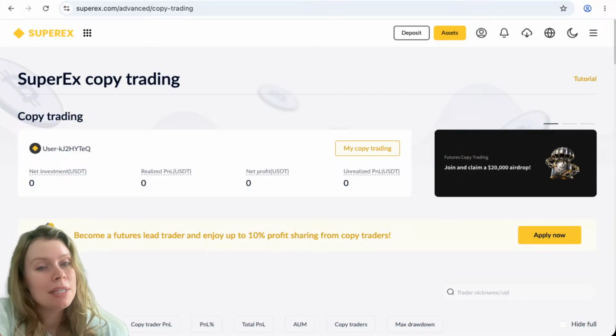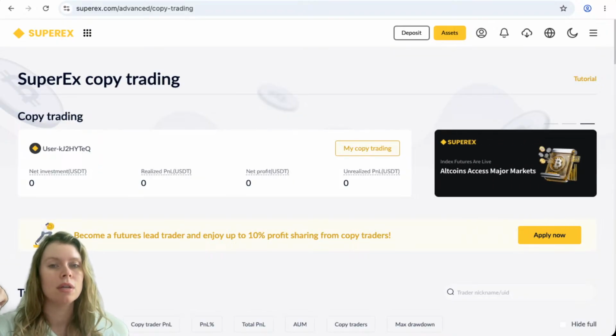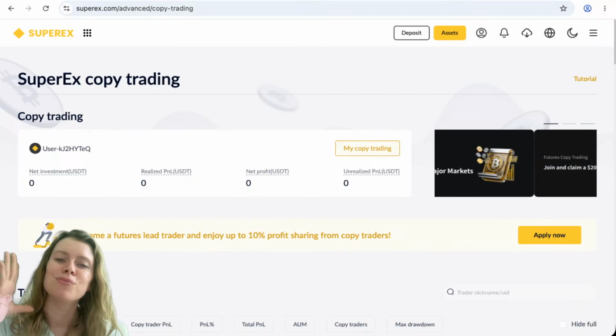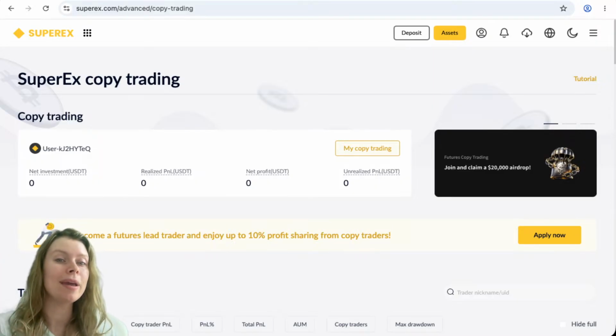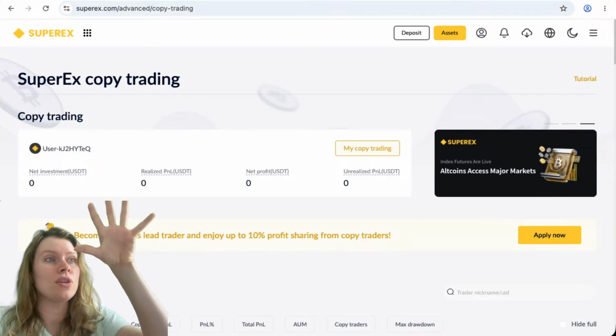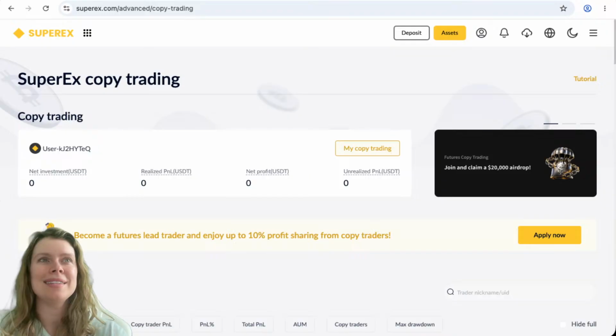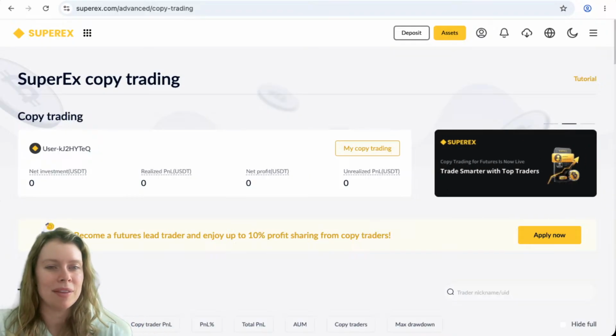What's the minimum? 10 USDT is the start for copying minimum, and the maximum is 200,000. And remember, guys, with discretion, if this is your first time copying someone, start small. You just want to see how they're playing. Even though you've got all the stats on how their trades have gone throughout their time, it is still good to start small and just kind of see how everything goes.